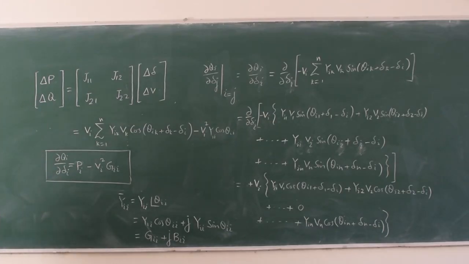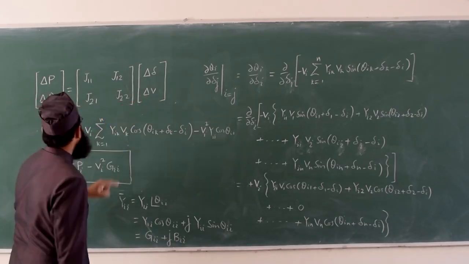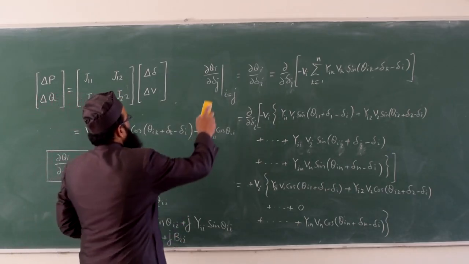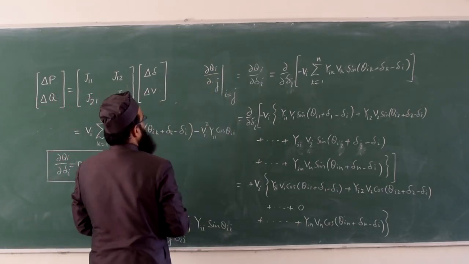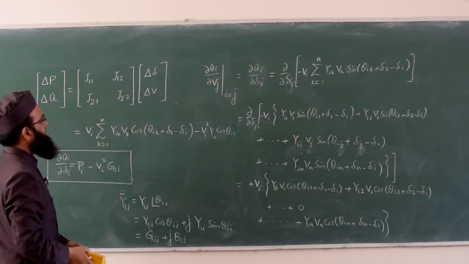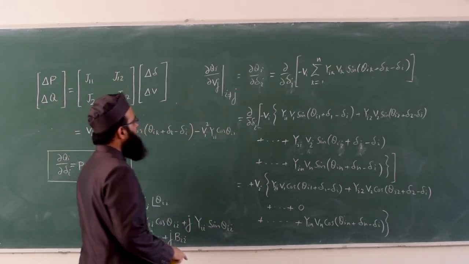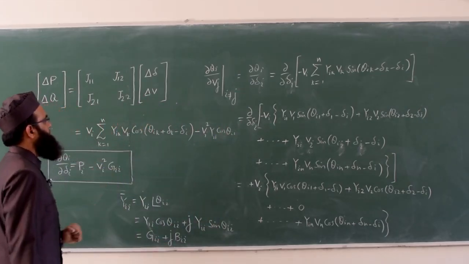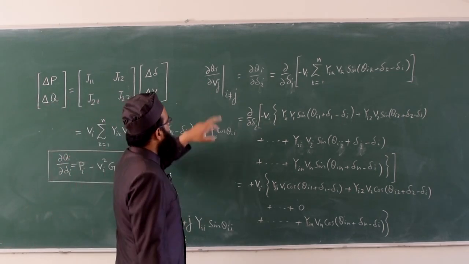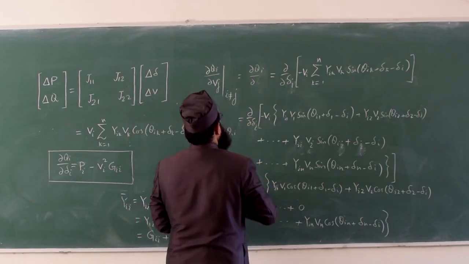Following a similar procedure for J22, second from the left-hand side and second from the right-hand side, we can write del Q upon del V. So, instead of delta write here V. Del Qi upon del Vj, I is not equal to j. Take the first case when I is not equal to j. Later on we will see when I is equal to j, that is for 2 2. So, del Qi del Vj, I not equal to j.